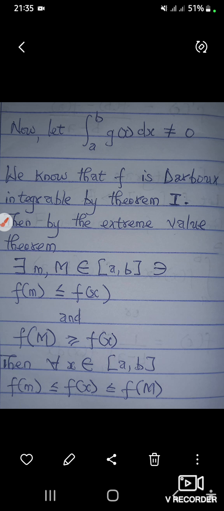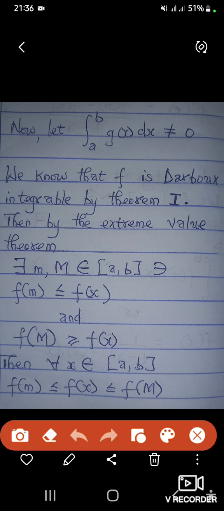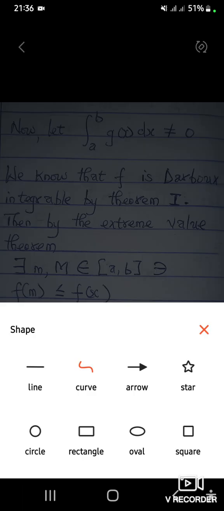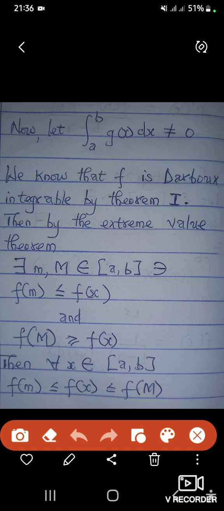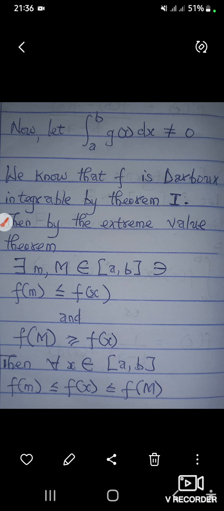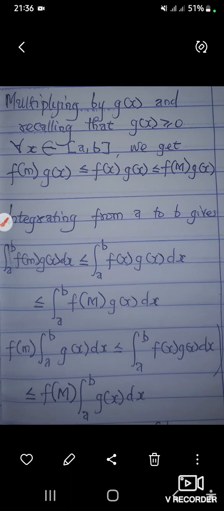So you see that f of x is greater than or equal to f of small m but less than or equal to f of big M. This statement and this statement imply these statements, so they are the same thing. So we have used the extreme value theorem here. Now let's see the next slide.